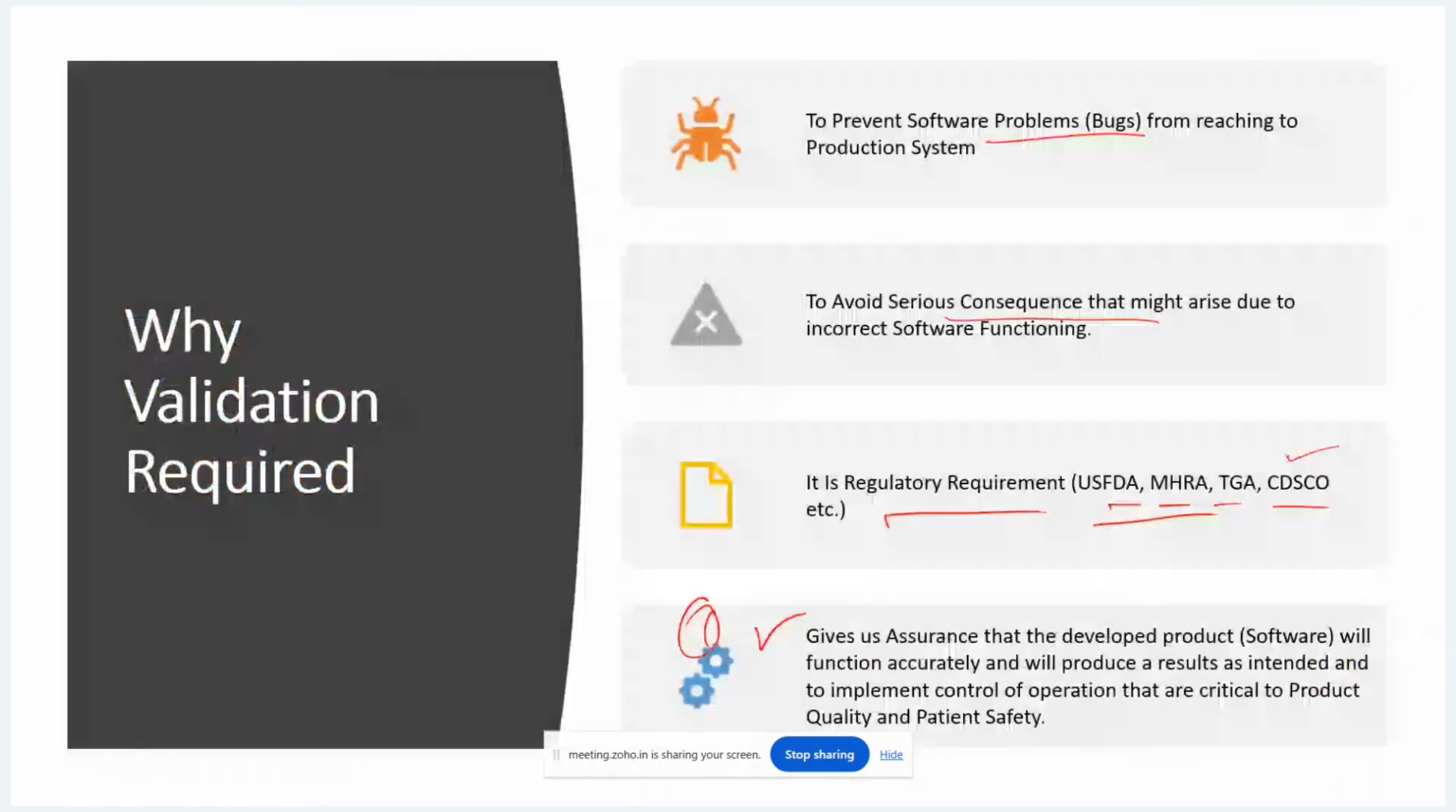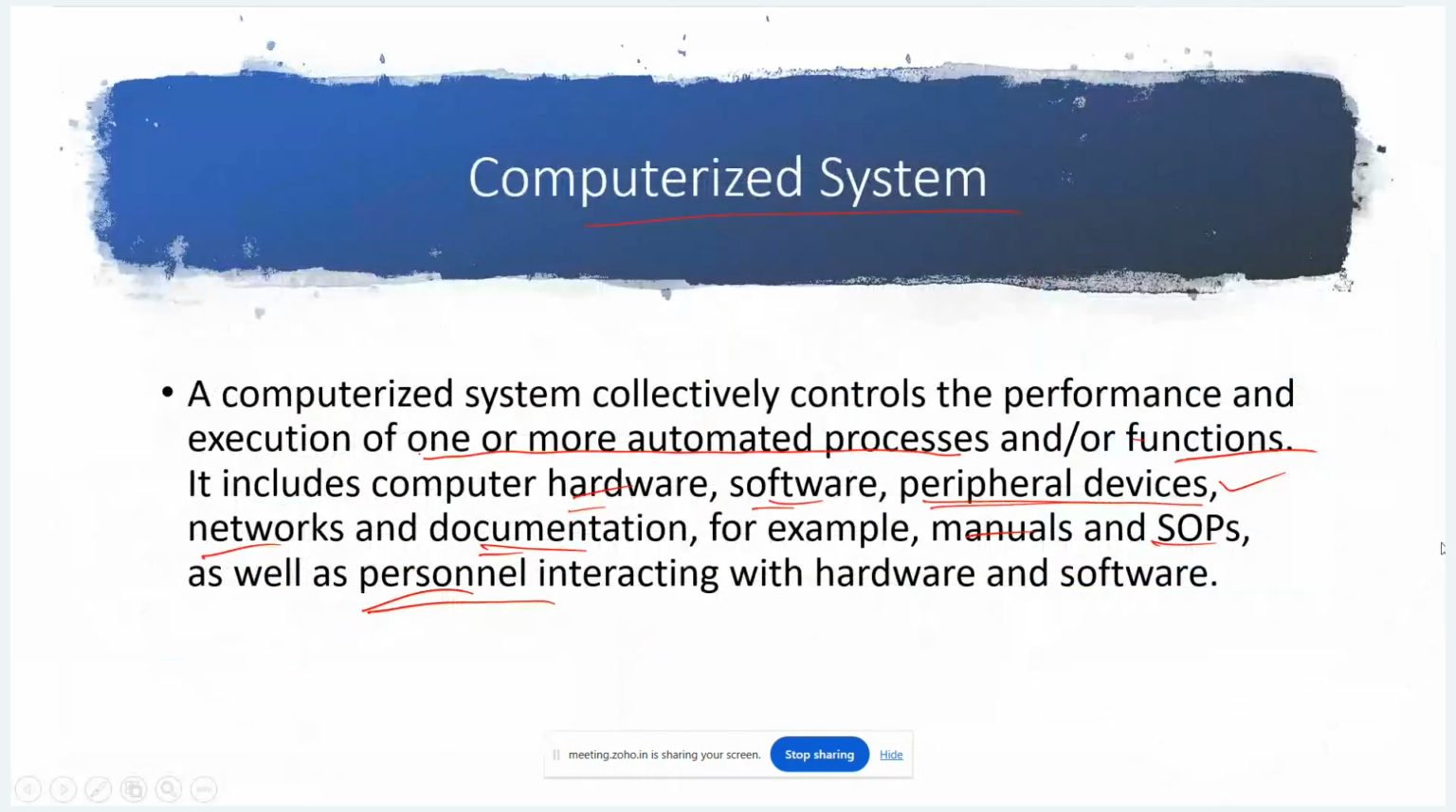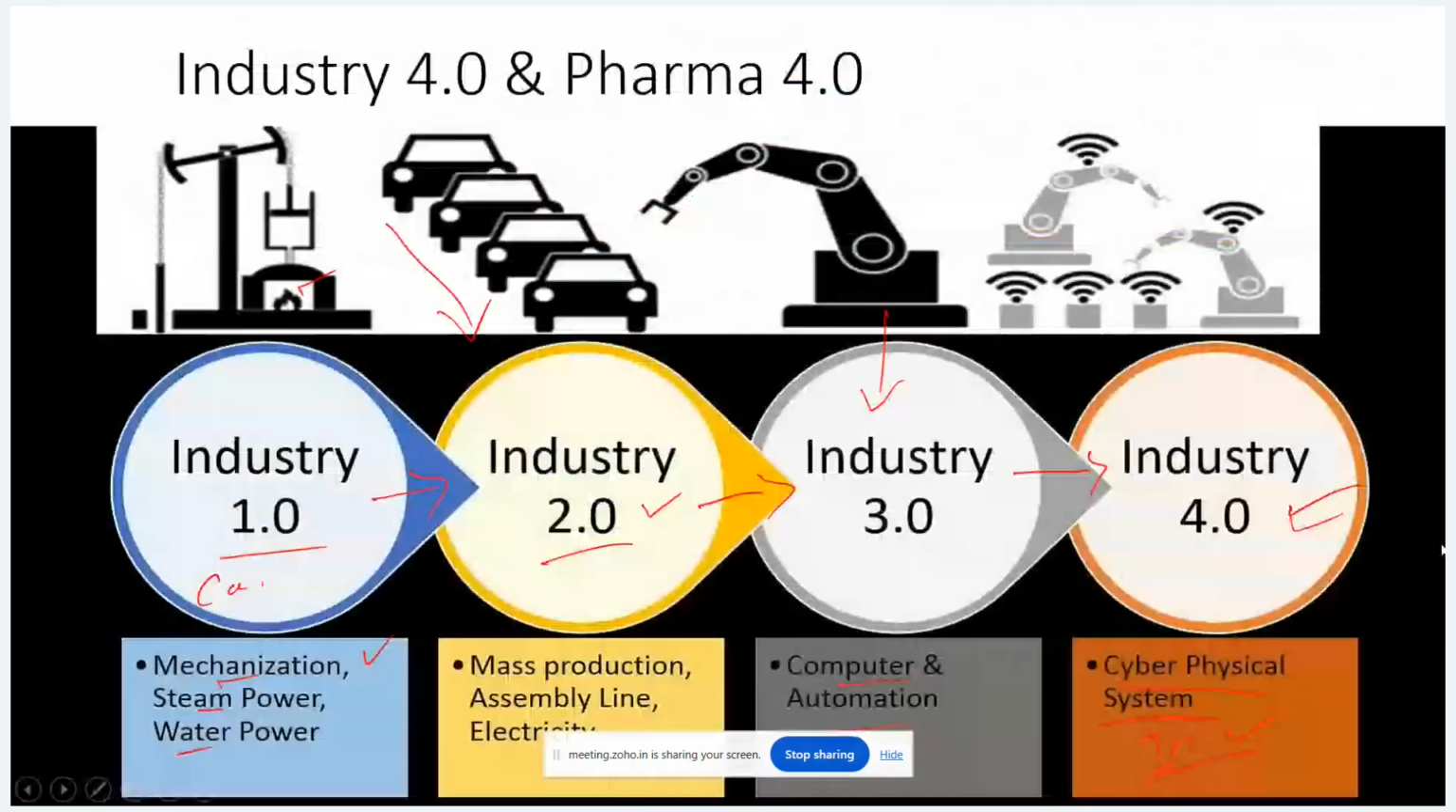Currently, we are under Industry 3.0. Going forward, we are going to move toward Industry 4.0. So more automation is there in Industry 4.0, and more automation means more software is going to be involved. And if software is going to be involved, validation of those software is also required. So the future is also bright actually. Okay.